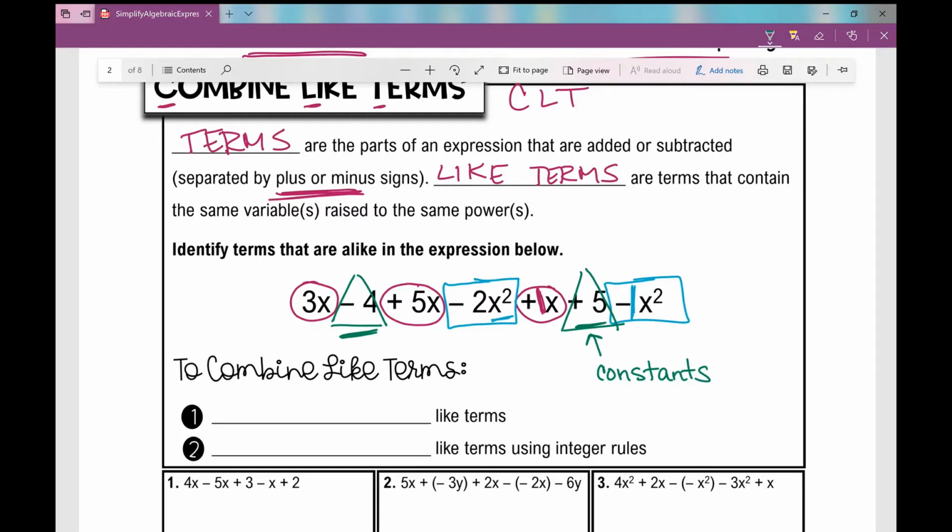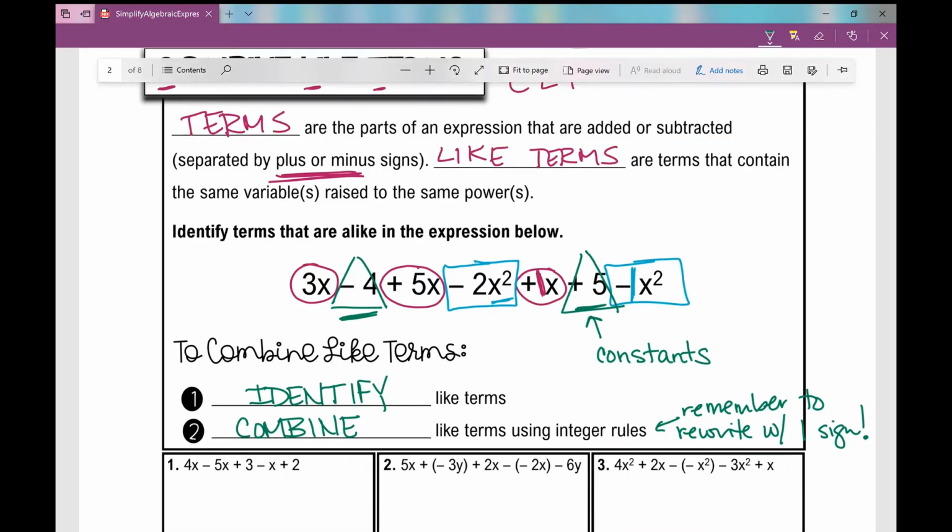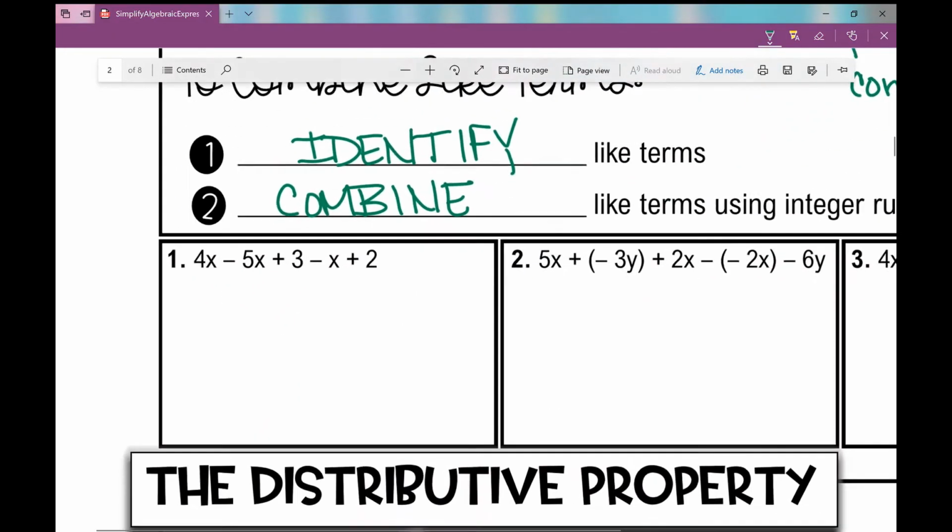So to combine like terms, the first thing we need to do is identify like terms, just like we just did. Then you'll combine them using your integer rules. What I really like to do is make sure you remember to rewrite with one sign in front. Okay, so let's get started on these examples right here.